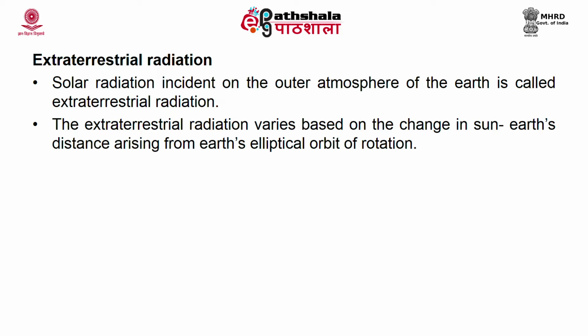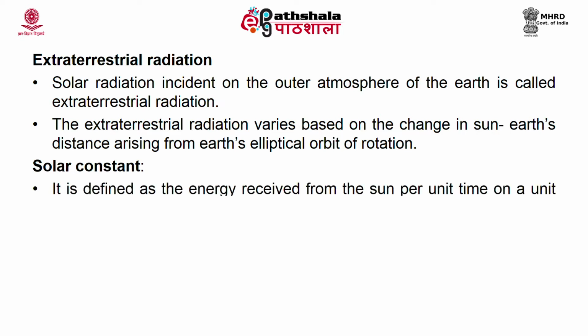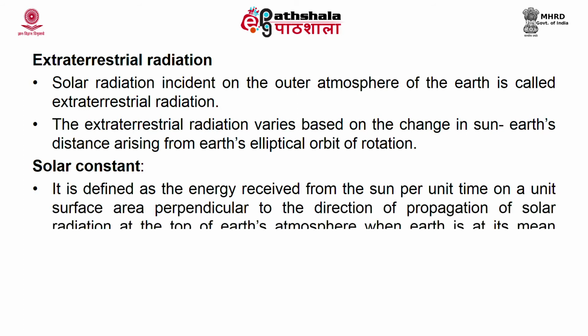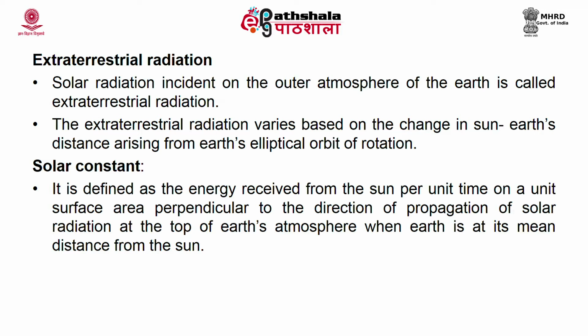There is a term known as solar constant. It is defined as energy received from the sun per unit time on a unit surface area perpendicular to the direction of propagation of solar radiation at the top of Earth's atmosphere when Earth is at mean distance from the sun. That is the energy received from the sun per unit time per unit area which is perpendicular to the direction of propagation of solar radiation. The value of solar constant is 1367 watt per meter square.